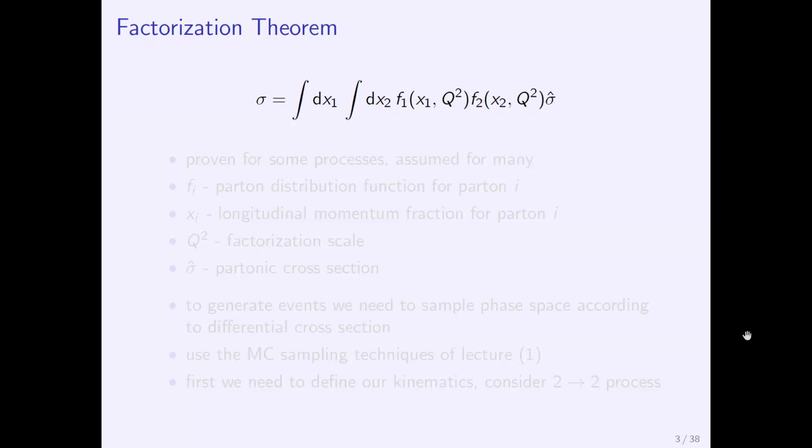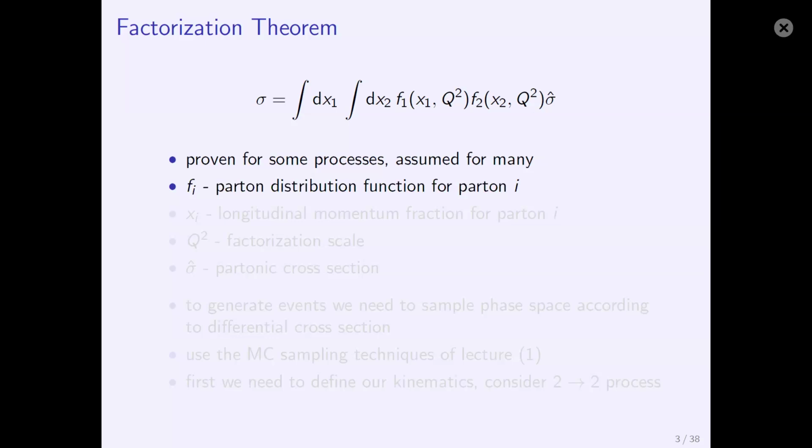Okay, so this is hopefully a formula that you've seen quite a bit now and that you're really familiar with, which is just that we have this factorization theorem. So we have our two PDFs, and then we have our partonic cross-section sitting right here. So if we want to calculate a cross-section at the LHC, we need to know the PDFs for the protons, but we also need to be able to calculate this partonic cross-section. We don't need to dwell on this too much, but we know that this works for some processes, and it's assumed for many.